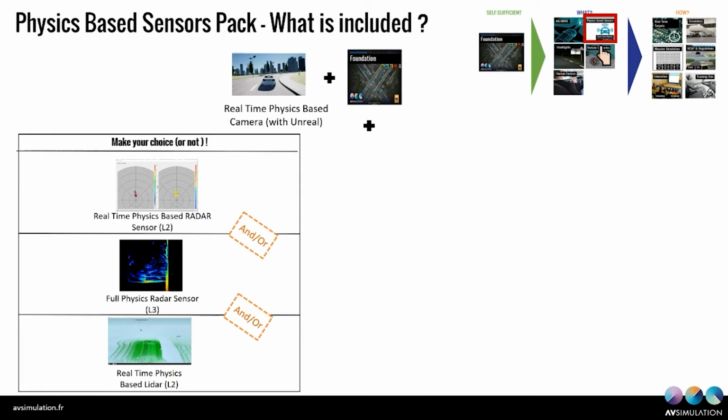You can, of course, use all three, and you can also choose the quantity of each sensor you want to use. For example, in the same simulation, you can have two real-time physics-based radars at level 2 and one LiDAR at level 2. That's definitely possible.